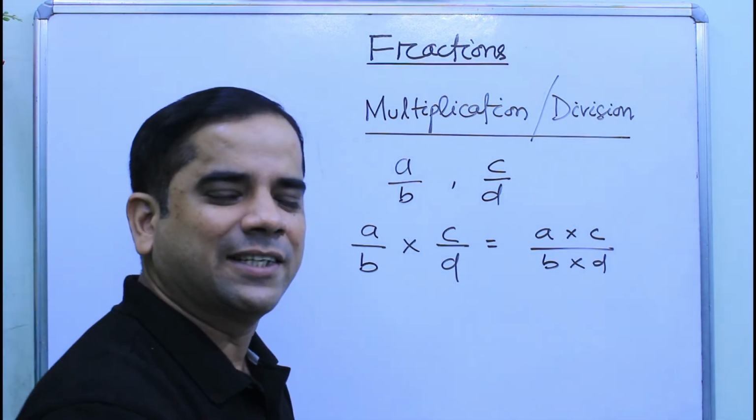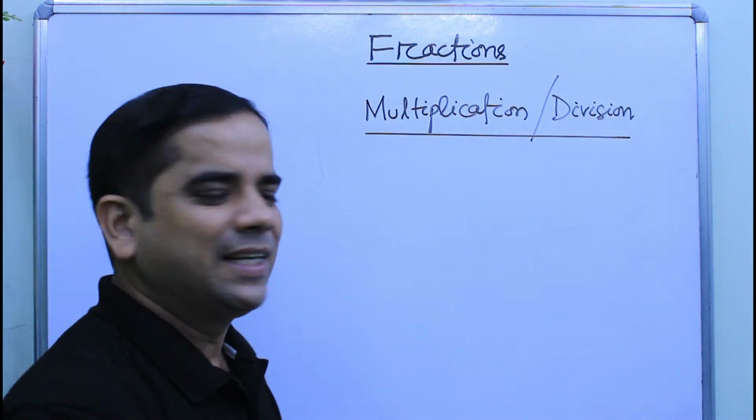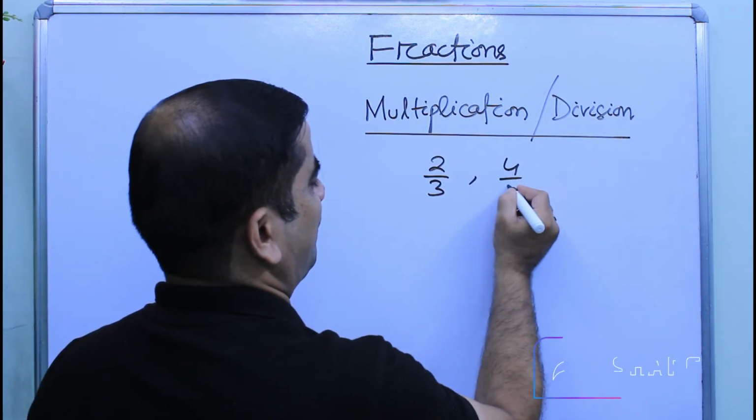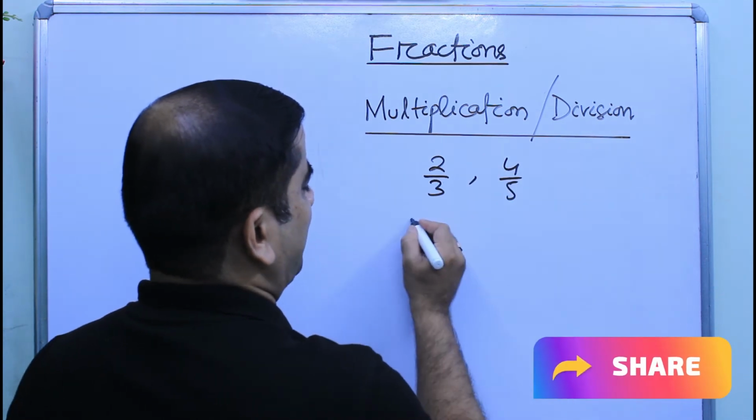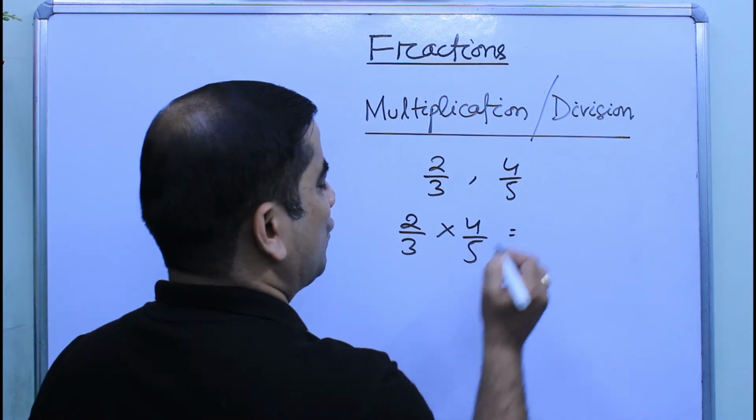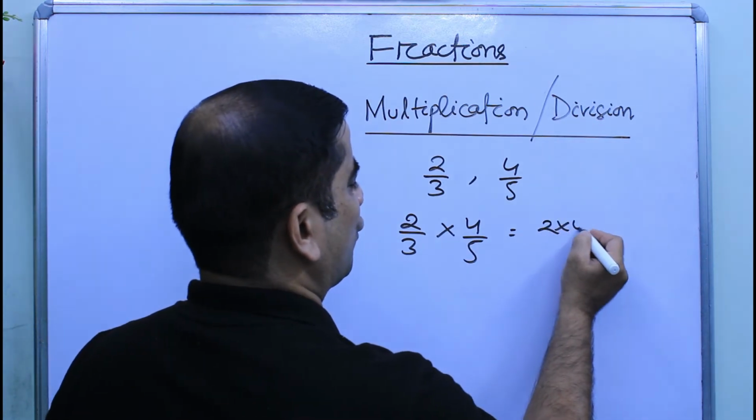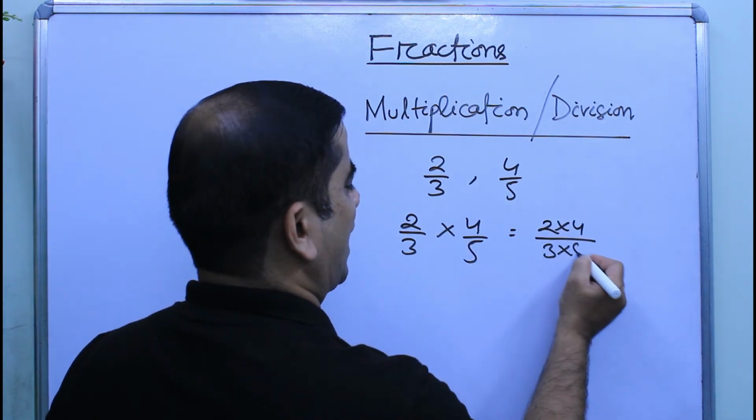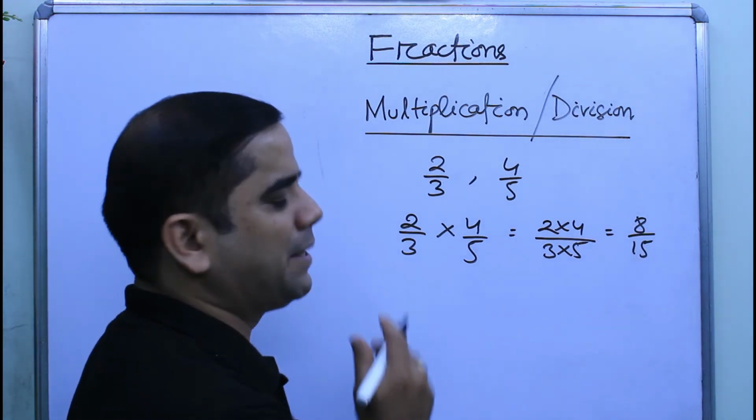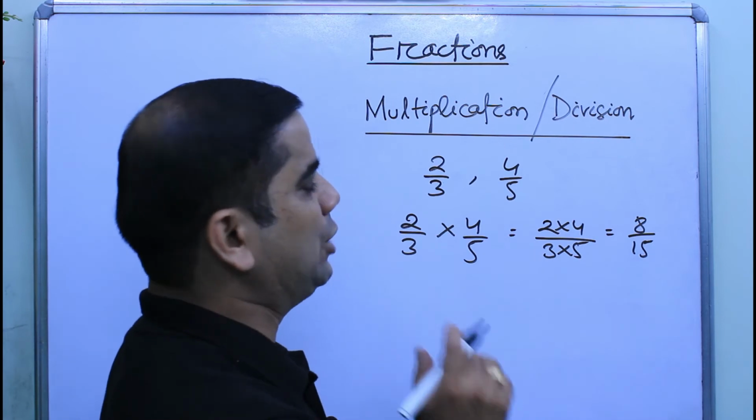Let us discuss some examples. Students, let us take fractions 2 by 3 and 4 by 5. When we multiply 2 by 3 into 4 by 5, we get 2 into 4 divided by 3 into 5, that is 8 by 15. We just need to multiply the numerators and the denominators.